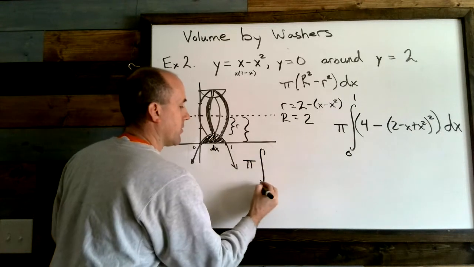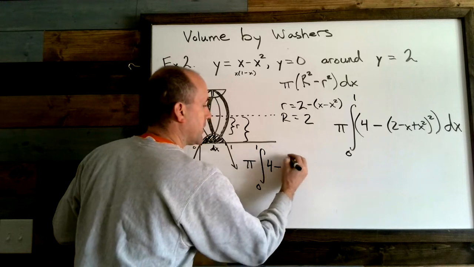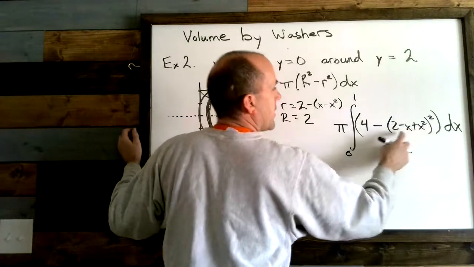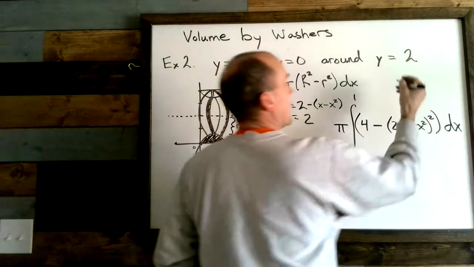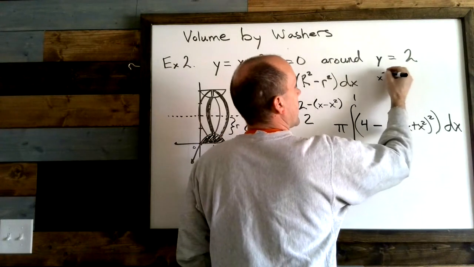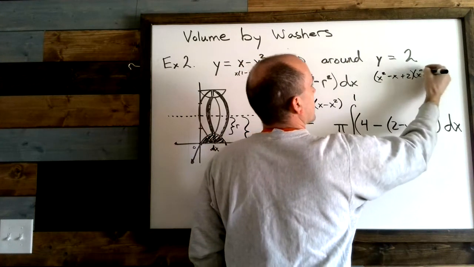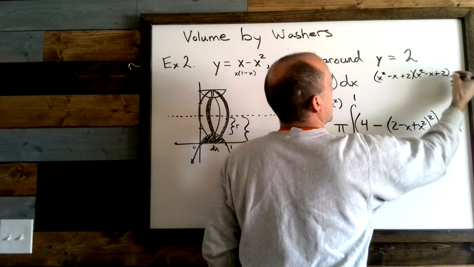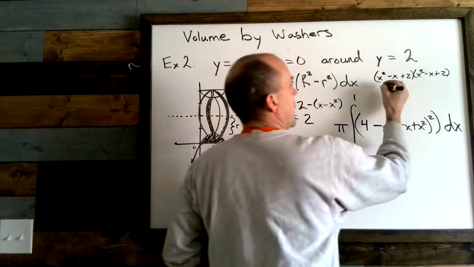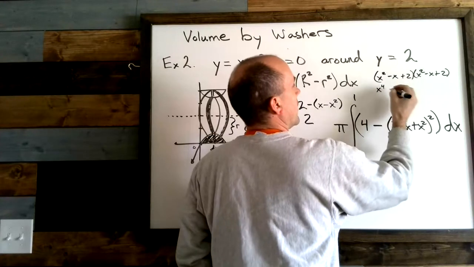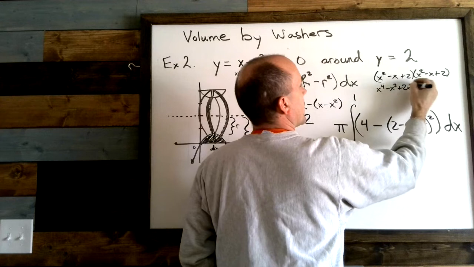Pi times the integral 0 to 1 of 4 minus parentheses. If I multiply this all out, I'm going to have to use some space up here. I've got x squared minus x plus 2 times x squared minus x plus 2. We're going to multiply that out. I get x to the 4th minus x cubed plus 2x squared.